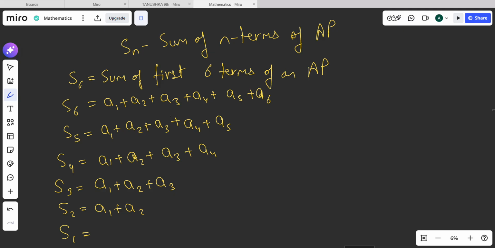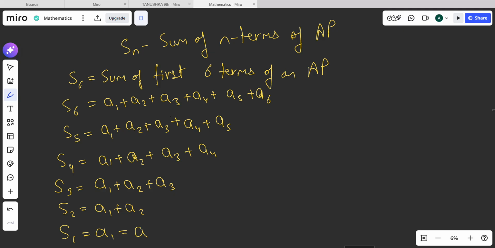So you can see S6 means 6 terms, S5 means 5 terms, S4 means sum of 4 terms, S3 means sum of 3 terms, S2 means sum of first 2 terms. So S1 means simply the first term, which is A1, or you can also say A. So whenever it says S1, you have to be very clear with it that S1 is A1 only. It is the first term of an AP.